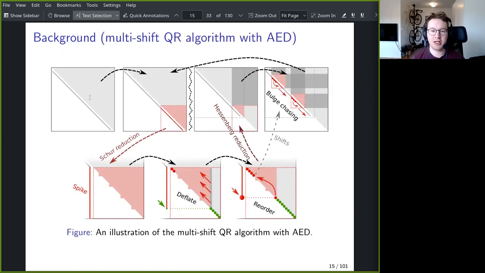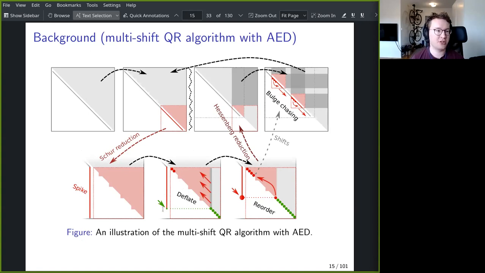So this is the overall algorithm. We will start from the upper half of the matrix. We will place an AED window here. We'll do a Schur reduction for it, which produces the spike here. And then we will systematically go and evaluate every single diagonal block in the AED window.